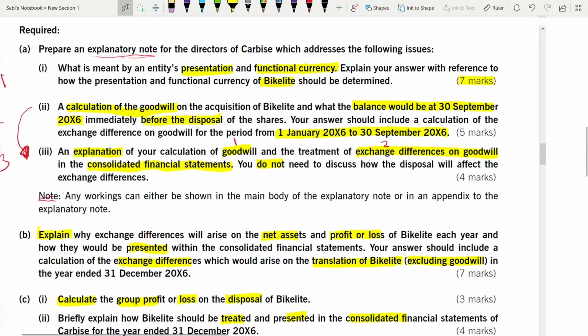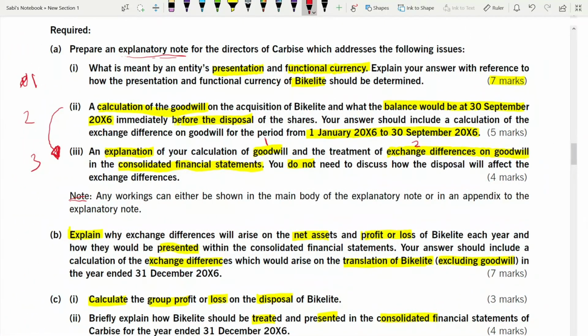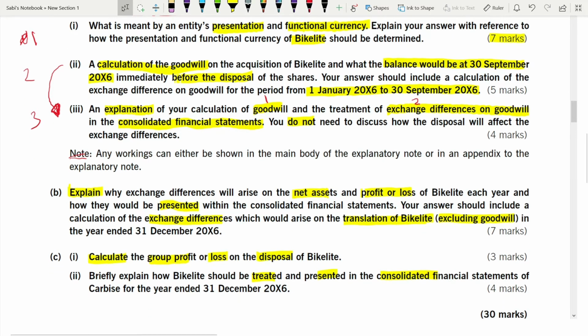Because clearly they have mentioned from 1st of January 2006 to 30th September 2006, until 30th September 2006. Next, part B. Explain why exchange differences will arise on net assets and profit or loss at Bike each year and how they will be present in consolidated financial statements.